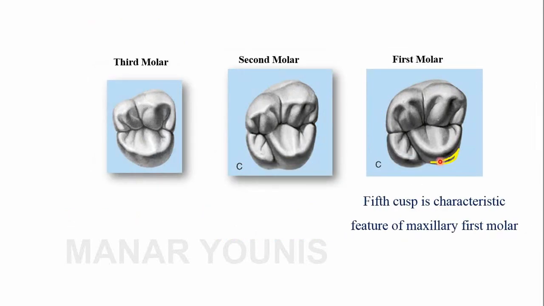Fifth cusp is considered a characteristic feature for the maxillary first molar. It's present on the lingual surface of the mesiolingual cusp. It's absent in the second and third molars.